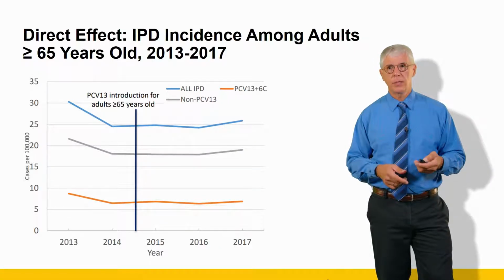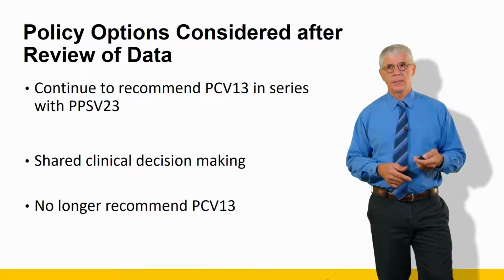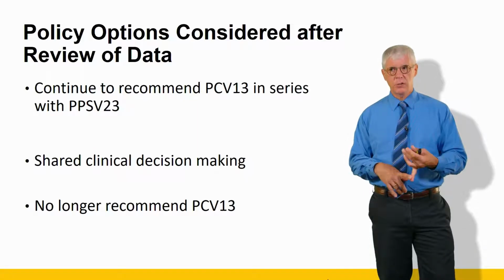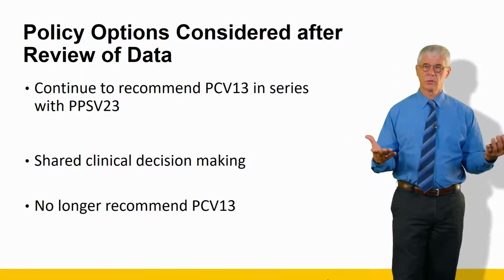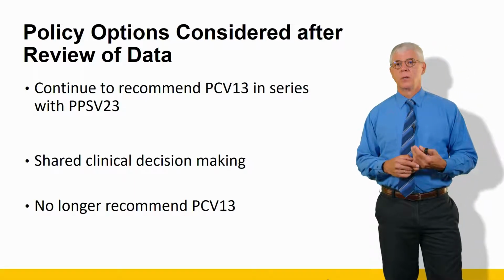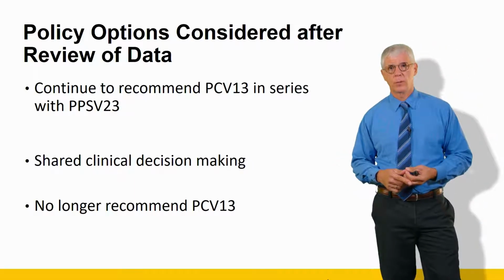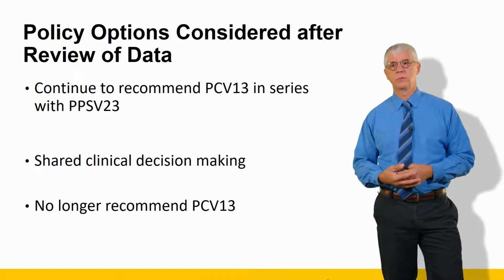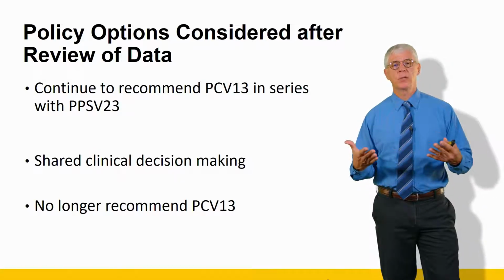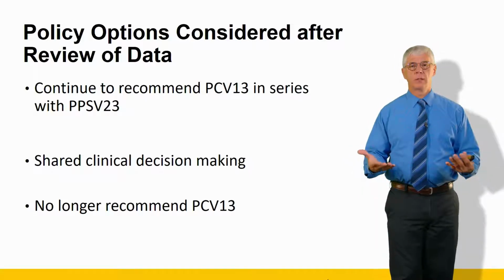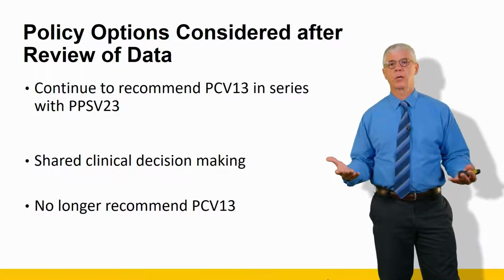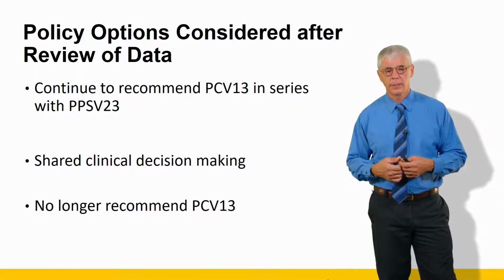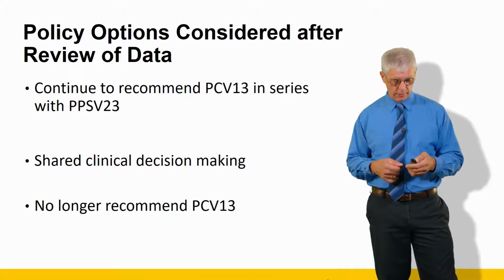So when the committee looked at this, they had basically 3 options. They had to decide whether they were going to continue to recommend the PCV13 in series with the traditional pneumovax, or they could say, no, we're not going to recommend it anymore because it hasn't had any effect. Or they could do something in the middle called shared decision making, which generally means the provider and the patient's representative sit down and talk about it. These are the risks, these are the benefits. And then they decide as a group, which we do a lot in the care of older adults, what to do about that.